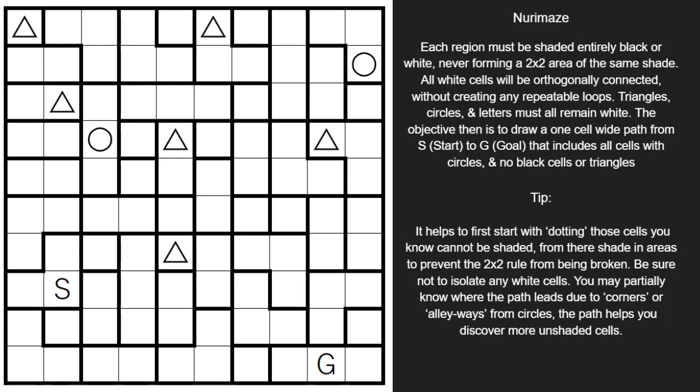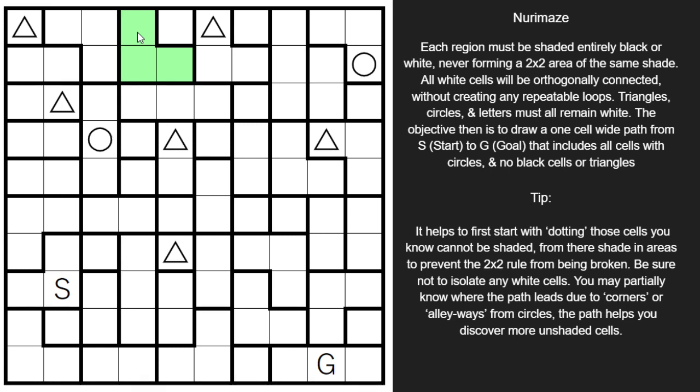This one's known as a Nuri-Maze. How it works is each region is going to be completely shaded or unshaded. So if we look at these three cells in this block, they're either going to be all black or all unshaded. You can't have a mixture.